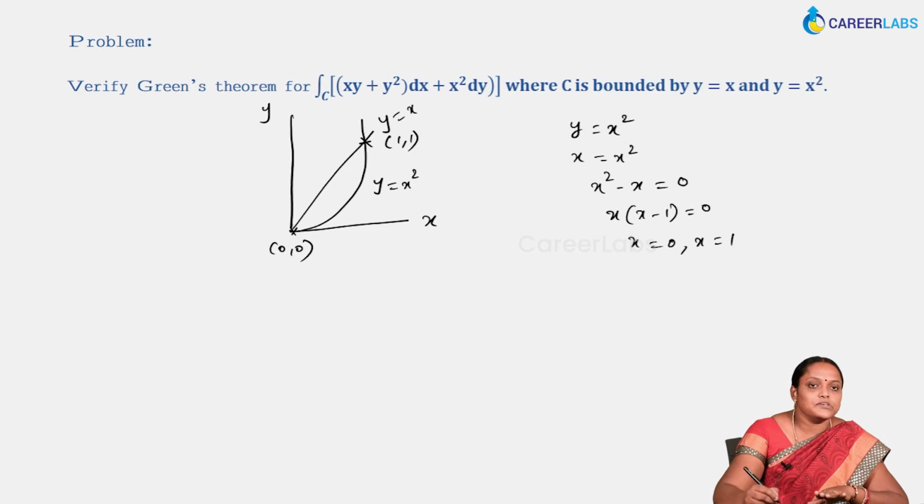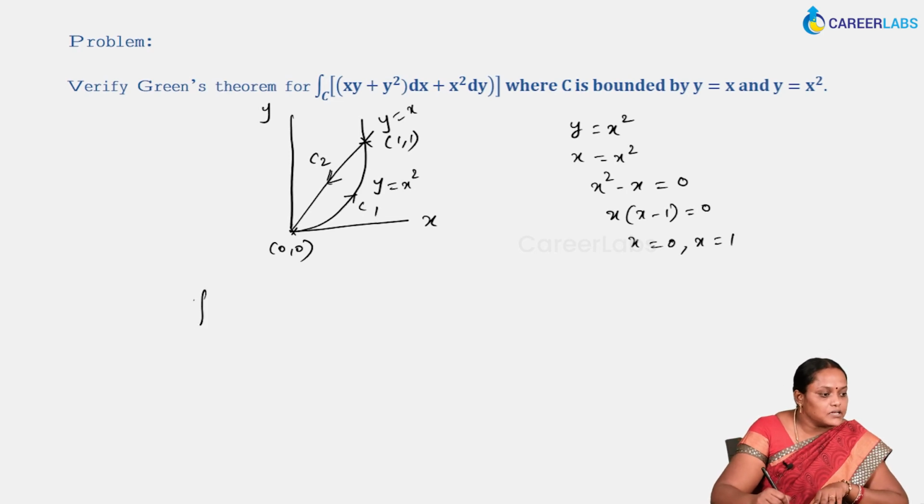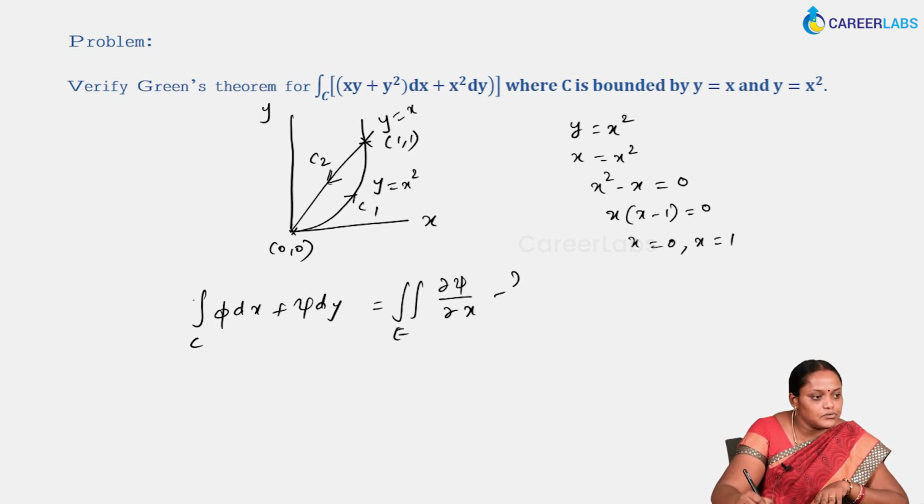Always we are supposed to travel in the anti-clockwise direction. So let me move along this way and come back to the same position along this way. Let us call this C1 and let this one be C2. According to Green's theorem, the integral over C of phi dx plus xi dy is equal to the double integral over E of dou xi by dou x minus dou phi by dou y into dx dy.